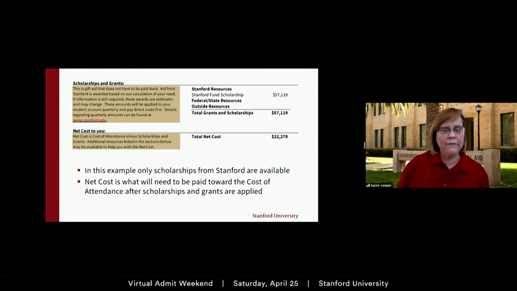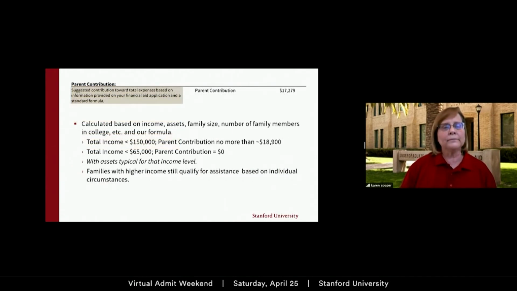In this example, even though we've offered $57,000 of scholarship, there are still $22,279 worth of expenses that the student and family still need to figure out. But remember, we may have offered some resources and suggestions for how to deal with that net cost. The first of those is the parent contribution. This is our suggested contribution toward the total cost of attendance for the full year. So again, you'll never see a bill for this precise amount. We use this number to calculate scholarship eligibility.